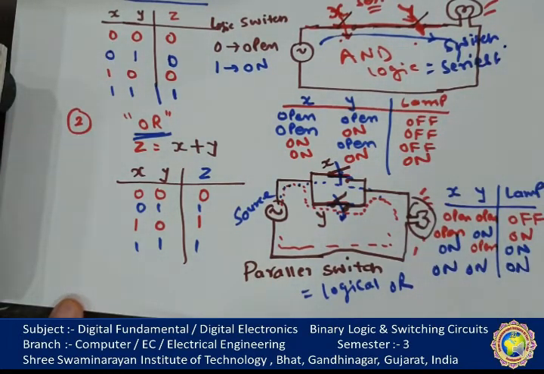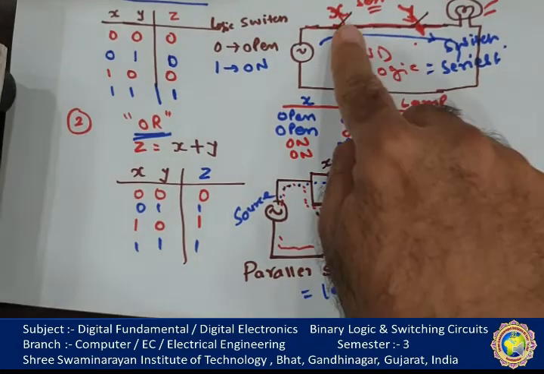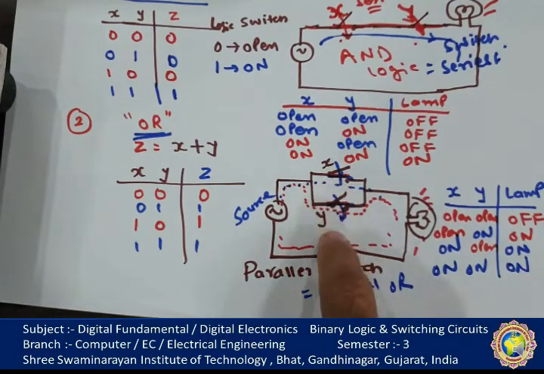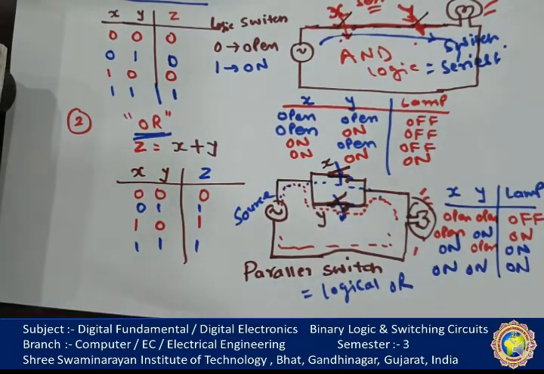In this way, we can understand the logic of AND and OR in the form of an electrical digital circuit. We can compare the behavior: a gate behaves like a switch, the AND operation is a series connection, and the OR operation is a parallel connection. So in this way we can understand binary logical operations in the form of a switching circuit.